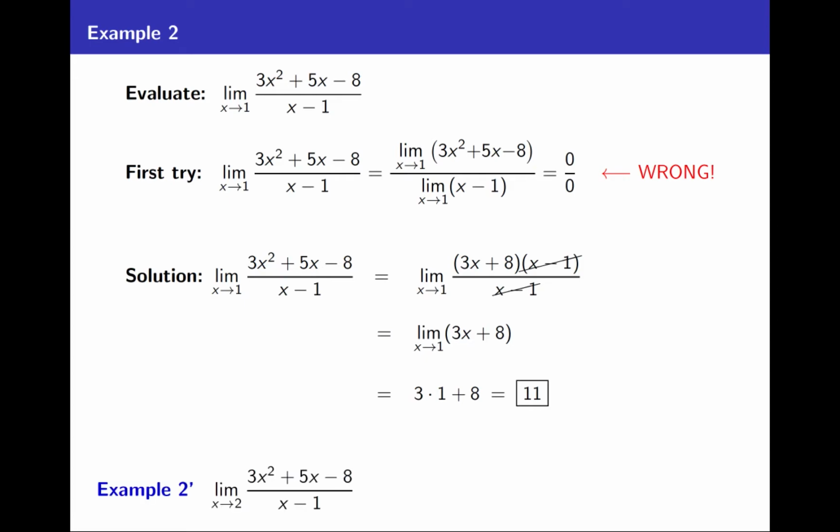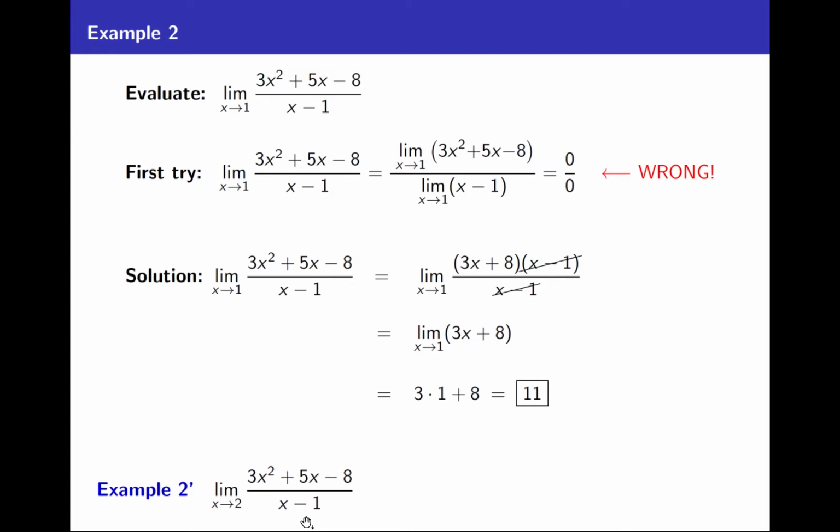I'm going to do a slight variation on this example to drive home a point. In example 2 prime, it's almost the same problem as example 2 that we started with, except that instead of x approaching 1, x is approaching 2. Now, if you wanted to, you could factor, as we did here, to solve this problem. However, notice that as x approaches 2, the x minus 1 on the bottom is not turning into 0. It's turning into 2 minus 1.